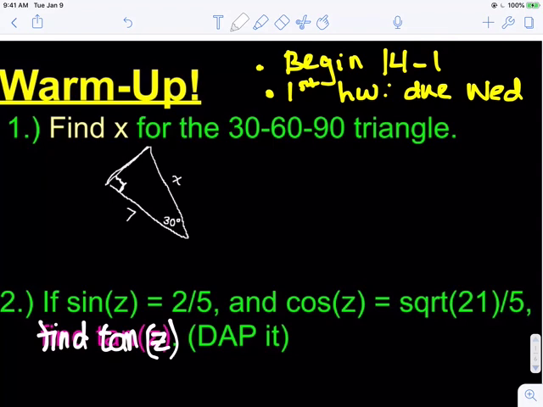We're going to use the unit circle a lot today, so if you want to grab that out, that'd be good too. Or a calculator, either one. 14-1, that's what we're going to have the homework on. I haven't put this up yet, but just wanted to let you know it's due Wednesday.